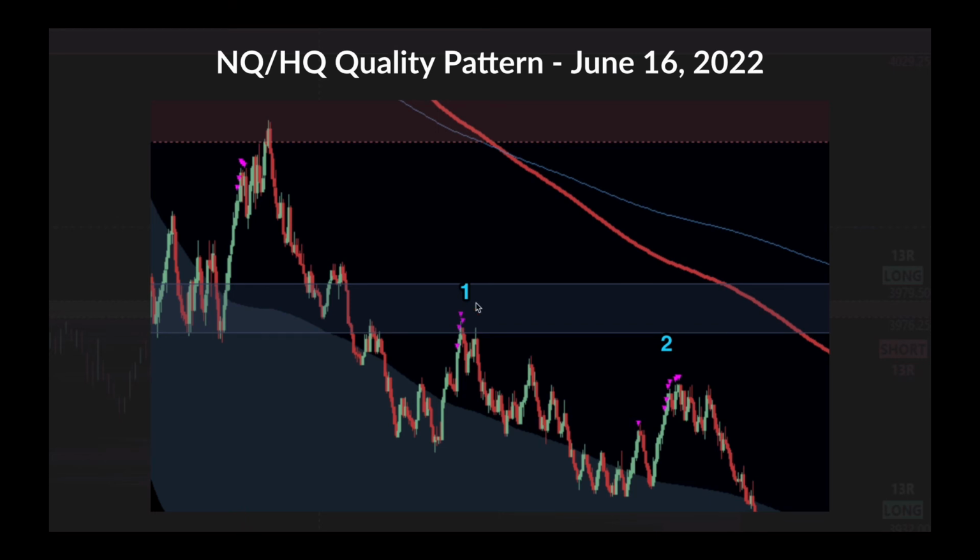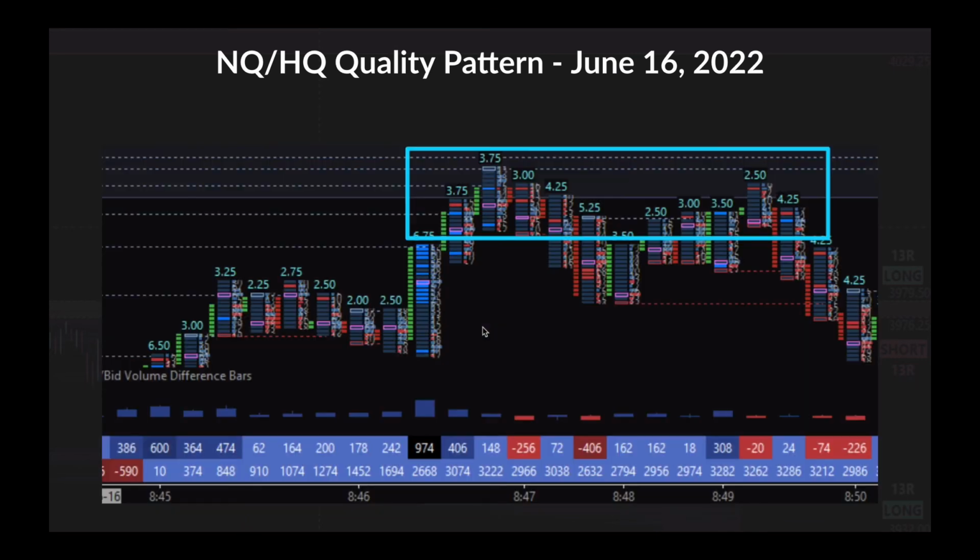All right, so this is trade one. Obviously, I'm looking at how I get into this. So we'll take a look at this area here. Notice a couple things.